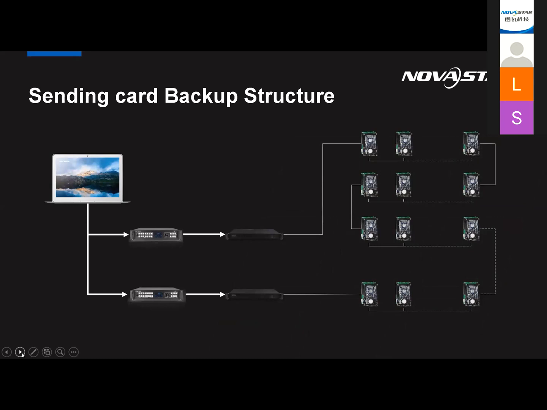So usually in a backup structure, you use 2 sending cards, and here is like a circle. The video source goes into the video processor and into the controller, and the network cable connects each receiving card. At the end of the receiving cards, it goes back to the controller and the video processor.